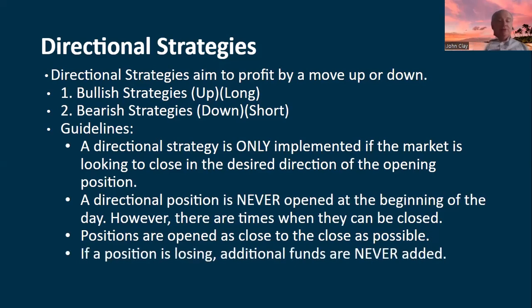And then if a position is losing, we never add additional funds. I've done it myself. I've had lots of friends and students that do this, that you buy something at 10 and it goes against you and it drops down to 9. So then you buy a little bit more. Well, now your average price is 9.5. And then it goes down to 8. Okay, now your average price is 9. I don't do that. You're throwing money after a losing trade at that point.